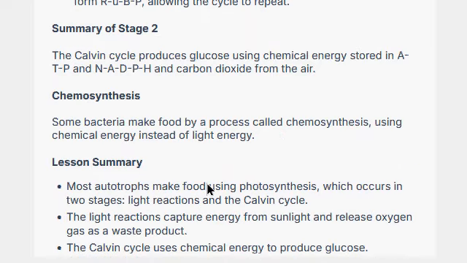Summary of Stage 2. The Calvin cycle produces glucose using chemical energy stored in ATP and NADPH and carbon dioxide from the air. Chemosynthesis. Some bacteria make food by a process called chemosynthesis, using chemical energy instead of light energy.